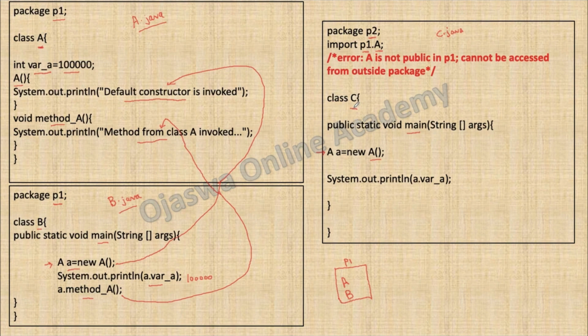And class C is trying to access class A, but class C is not inside package P1. Class C, we have mentioned it inside package P2. So at this line, you will get an error and C.java will not compile and the class file will not be created. So this shows that default access allows you to access the class only within the same package. If you are declaring the class in some different package, you cannot access the class. So this was about default access.